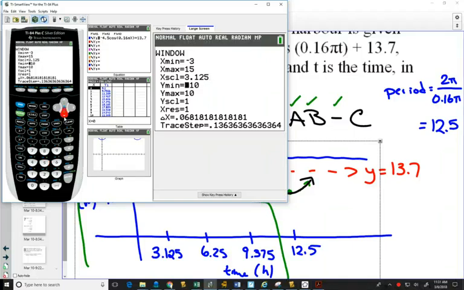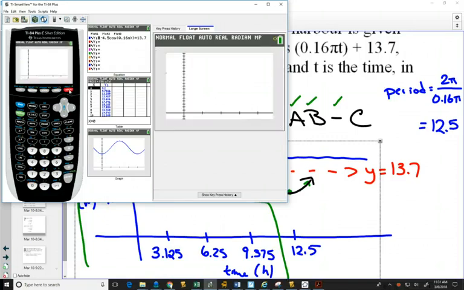For my Y scale, I don't need to see down to -10, so maybe I'll just do a couple in the negatives so I can for sure see my x-axis. My maximum was at 18.2, so I'll need to go up to a little bit more than that to make sure that I see my maximum. For my Y scale, I can keep it at 1 if I want. Let's push graph and say, does this look similar to the graph that we graphed in black? Things match up quite nicely.